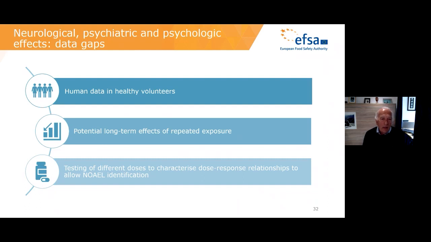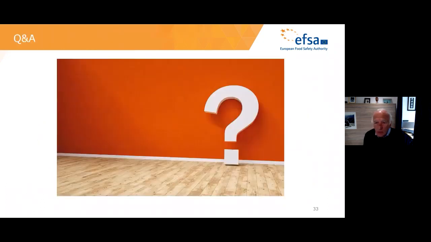So what we need here is human data in healthy volunteers, long-term effects of repeated exposures, and testing of dose responses, different doses, so that we can actually derive a no observed effect level. Without this, it's very difficult for us to be convinced about how safe CBD will be in relation to neurological effects. So at this stage, I think we've gone through some of the preliminary information, and we can hand back to the chair for questions from the audience on these parts.